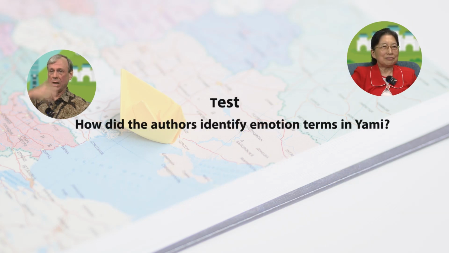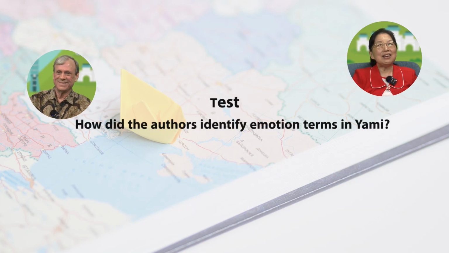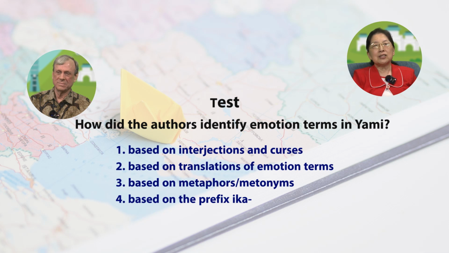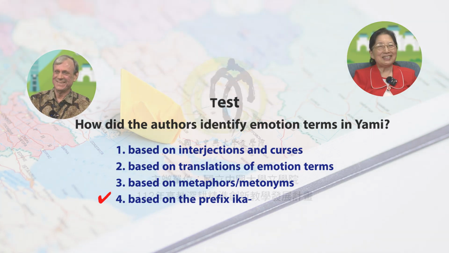Test time. How did the authors identify emotion terms in Yami? 1, based on interjections and curses. 2, based on translations of emotion terms. 3, based on metaphors and metonyms. 4, based on the prefix ika. It must be ika. Excellent. You passed.